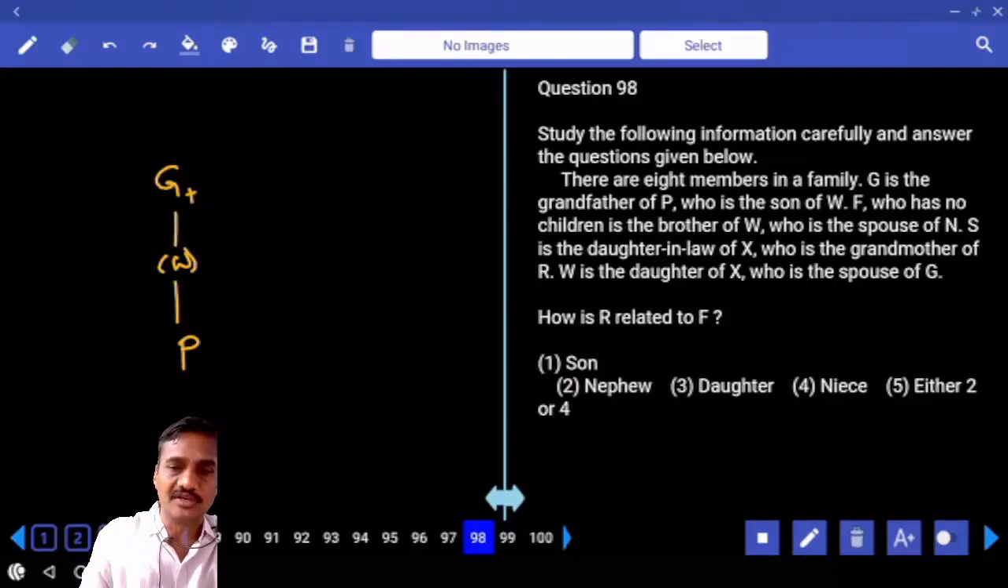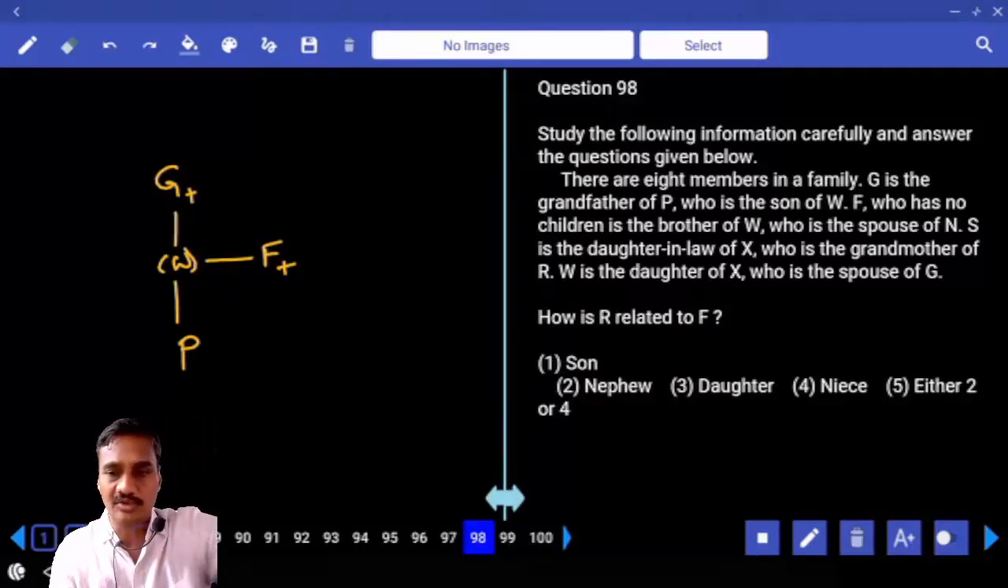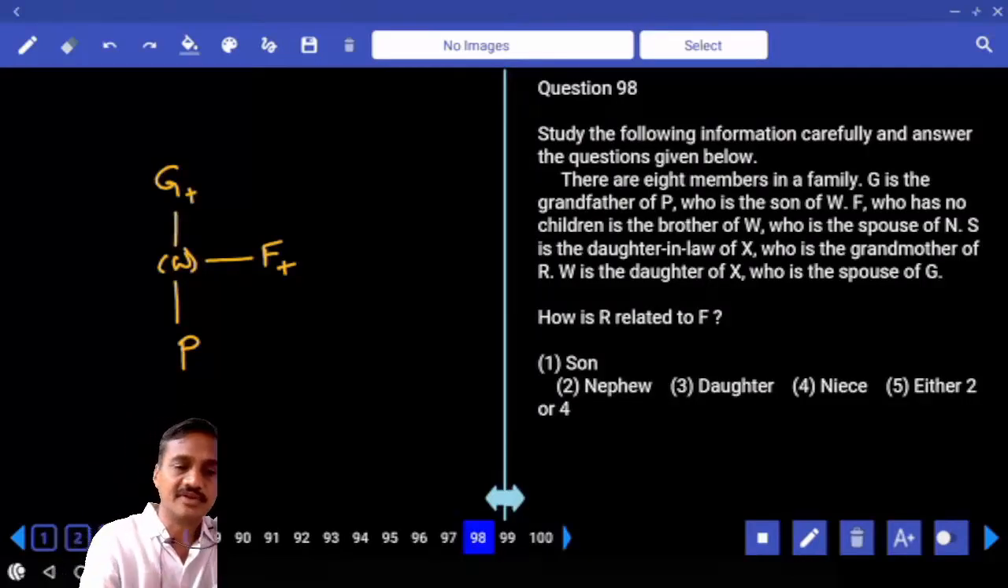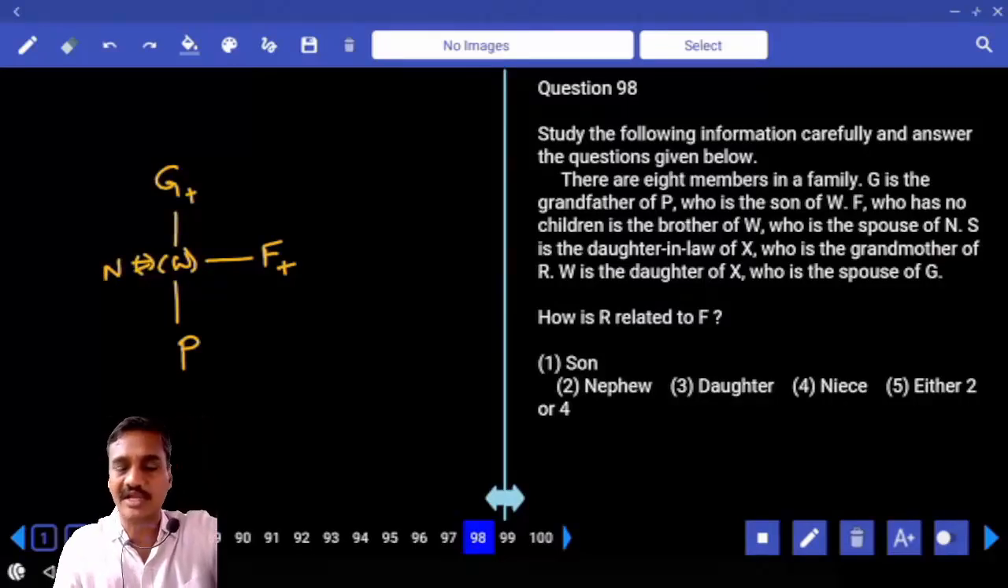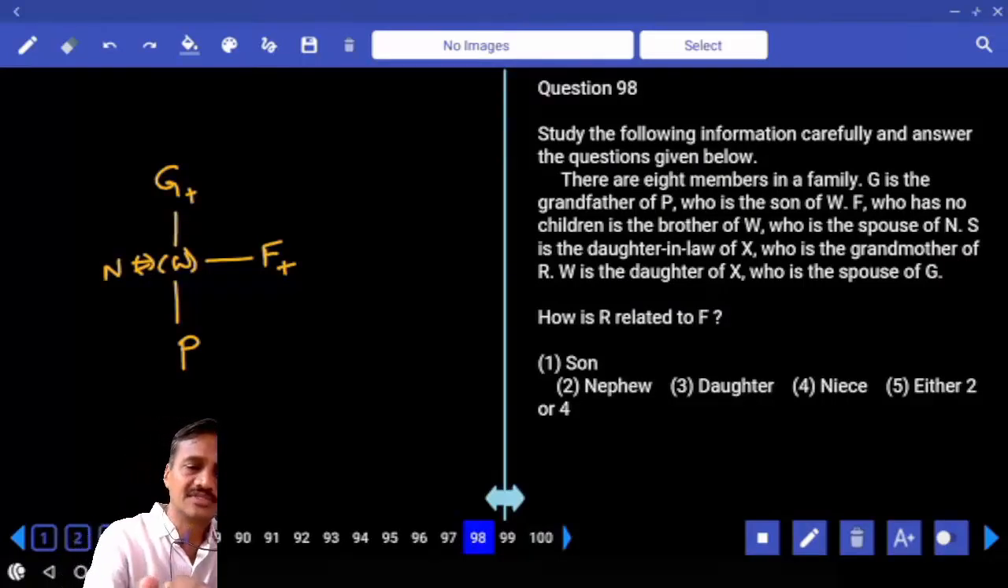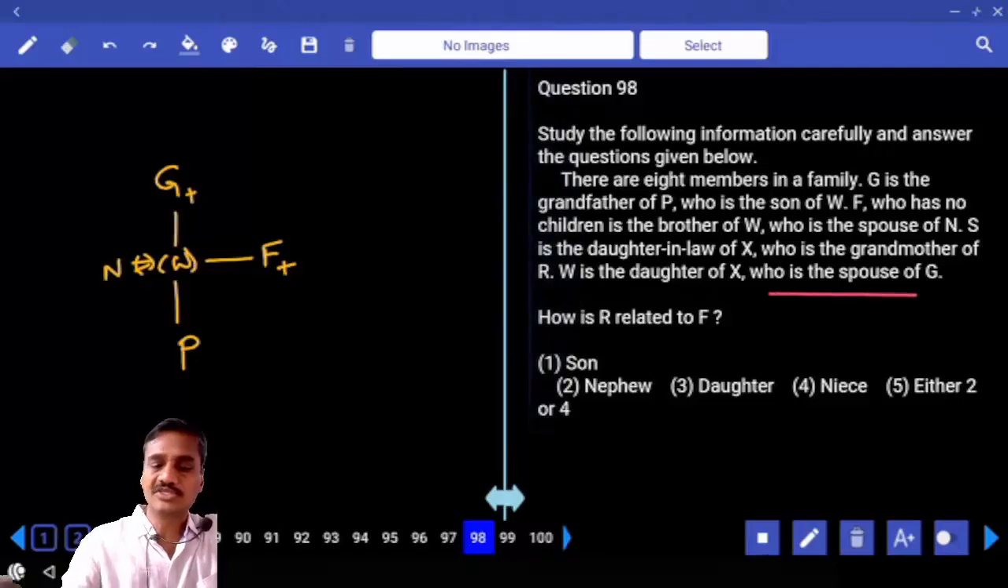F who has no children, he is the brother of W. F and W are siblings to each other. And W is the spouse of N. Now N and W are married to each other. W is the spouse of N. And next one, S is the daughter-in-law of X. S is the daughter-in-law of X. X is the grandmother of R. Now this X is the grandmother, X is the spouse of G.